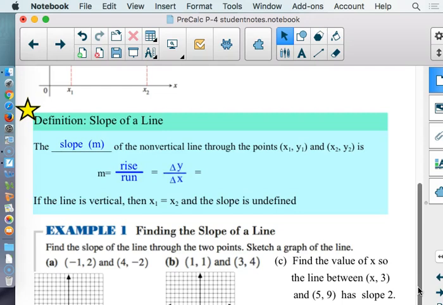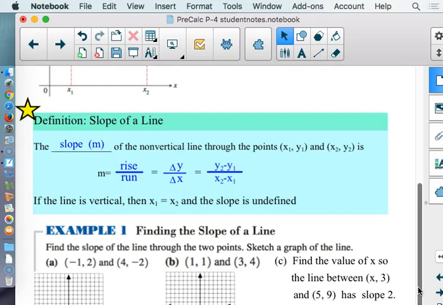Change in y over change in x. And then the formula that we think through: y sub 2 minus y sub 1 over x sub 2 minus x sub 1, where those sub numbers are just simply telling us, okay, this is the first point, and this is the second point. It gives us a nice order to those.